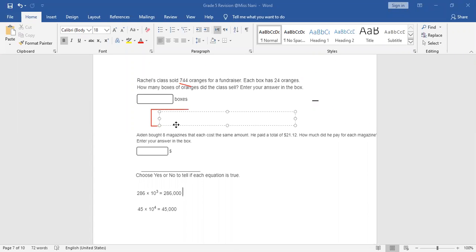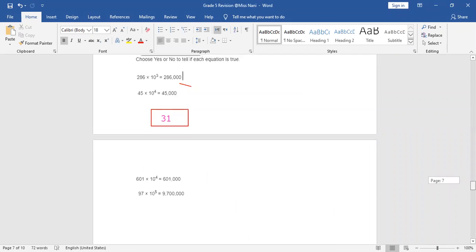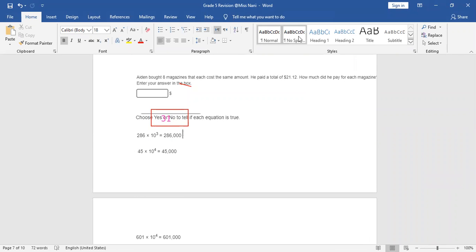31. Okay. Aiden bought 8 magazines that each cost the same amount. He paid a total of $21.12. How much did he pay for each magazine? Enter your answer in the box.